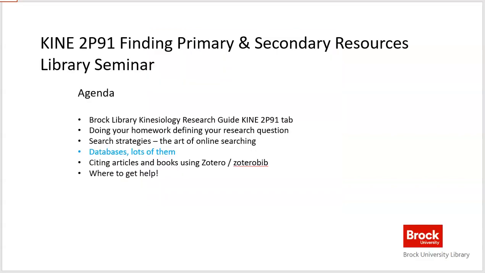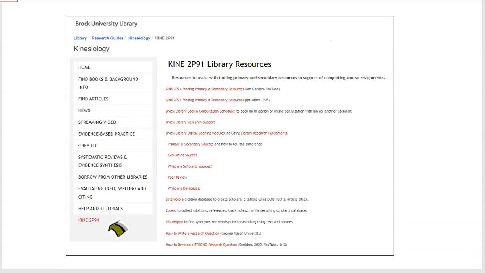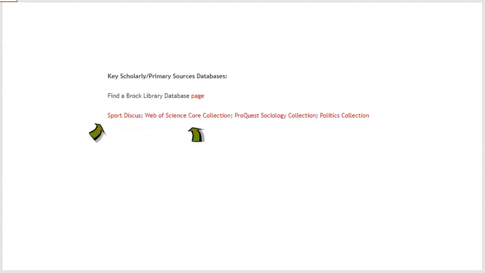Databases, there's lots of them. So in the guide, if you go further down, there's lots of databases that are there. Defining key primary scholarly resources: Sport Discus, Web of Science Core Collection. There's a sociology and politics database. You can't search them all together, that would be neat, but you need to search Sport Discus. You need to search Web of Science. Now, it's not just science, it's social science and humanities.